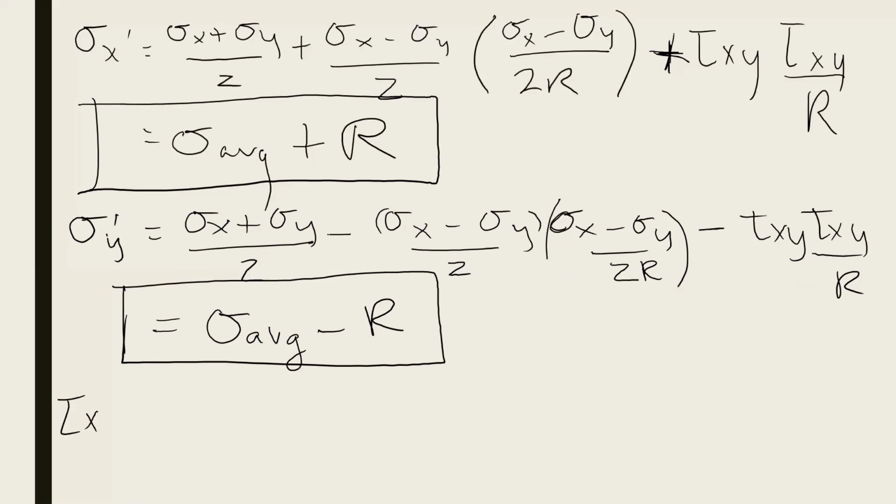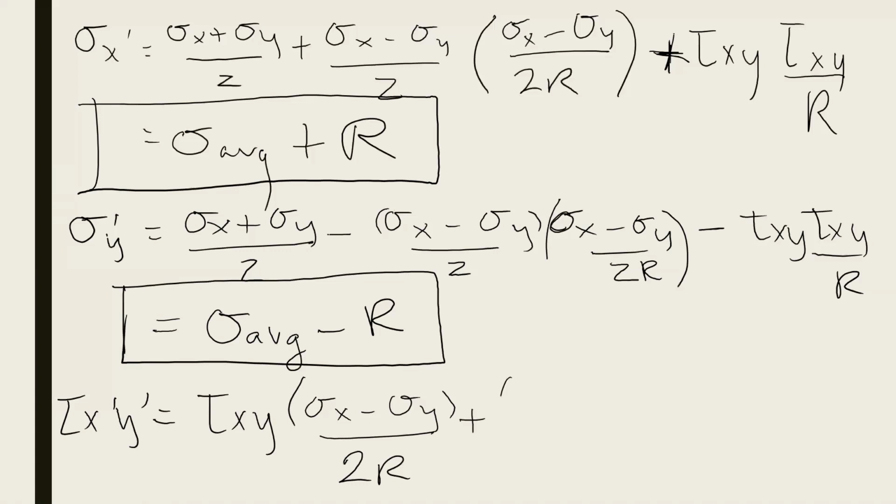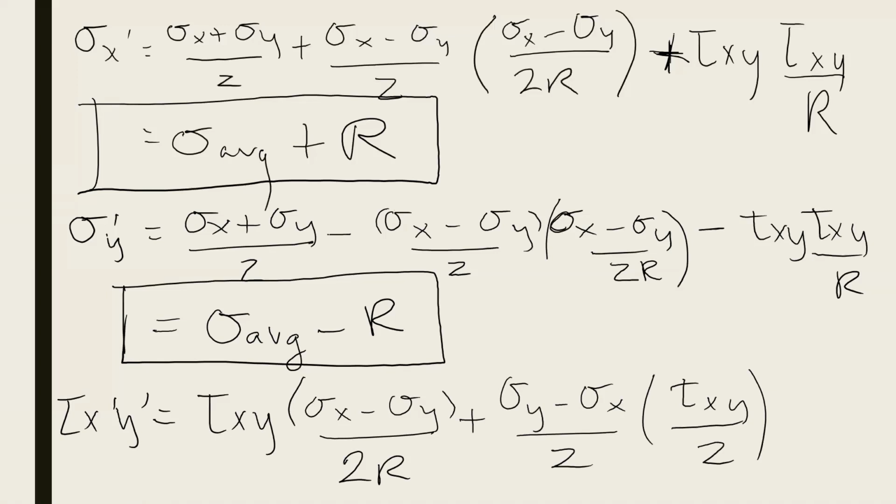Then we can look one more time at tau x prime y prime. That equation is tau xy times cosine of 2 theta. So we have sigma x minus sigma y over 2r plus sigma y minus sigma x over 2 times sine of 2 theta, which is tau xy over r. What does that look like? Or what does it equal? I think I have a 2 there instead of an r. That should be an r. Same thing, aren't they? Just double. Are they double or are they opposite? Does that equal 0? It equals 0.